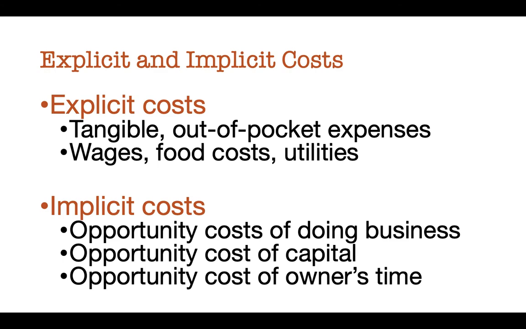But now in economics, we also want to consider something called implicit costs, and those refer to the idea of opportunity costs. So if you remember back from the first topic of the semester, we said opportunity cost is the next best alternative that is sacrificed when we make a decision. So the opportunity cost of doing business. What else could you be doing with your time? What's the next best use of your time there?